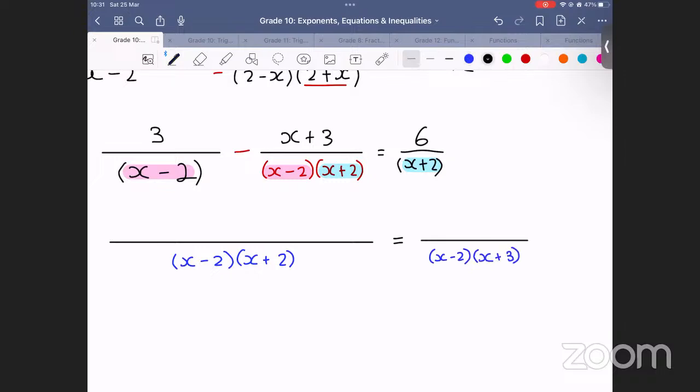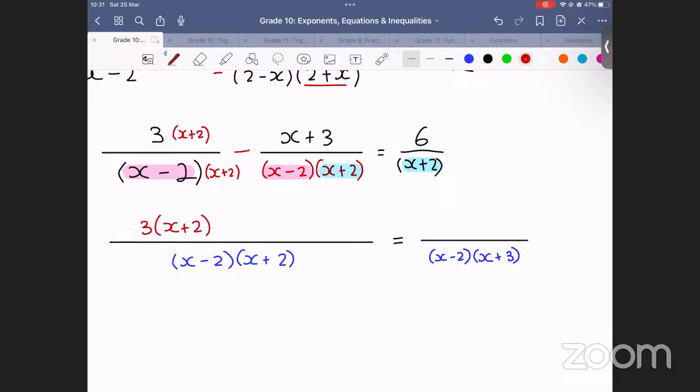Okay. Now, whatever I did to the denominator, I need to figure it out and do the same thing to the numerator. So from x minus 2, how do I go to x minus 2 times x plus 2? I just multiply by x plus 2. What I do to the bottom, I do to the top. That's how I get my new numerator, which is going to be 3 into open brackets x plus 2.